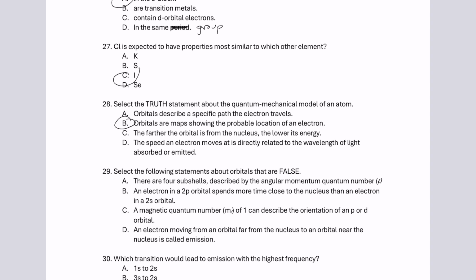A is incorrect because it describes the Bohr model, which assumes electrons travel in well-defined orbits around the nucleus, and that's incorrect. C is not the correct answer because higher energy orbitals are farther from the nucleus, not lower energy ones. So in quantum mechanics, electrons in orbitals with higher principal quantum numbers are generally found at greater distances from the nucleus, and they possess higher energy, meaning they are less tightly bound. So that's why A and C are incorrect. D is incorrect because the speed at which an electron moves is not directly related to the wavelength of light absorbed or emitted.